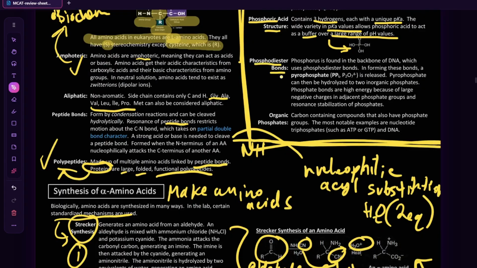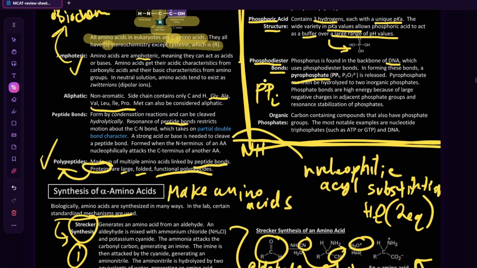Phosphodiester bonds now. For phosphodiester bonds, phosphorus forms the backbone of DNA. So 2 ester type linkages from one phosphate to 2 different sugar molecules. Forming that bond releases pyrophosphate, PPi, which can later be hydrolyzed into 2 separate inorganic phosphates. Phosphate bonds are described as high energy for 2 reasons. Adjacent phosphate groups carry large negative charges that repel each other, straining the bond that holds them together. And once the bond breaks, the freed phosphate is resonance stabilized.